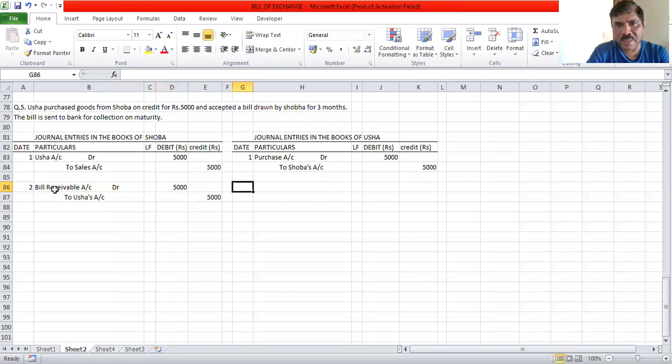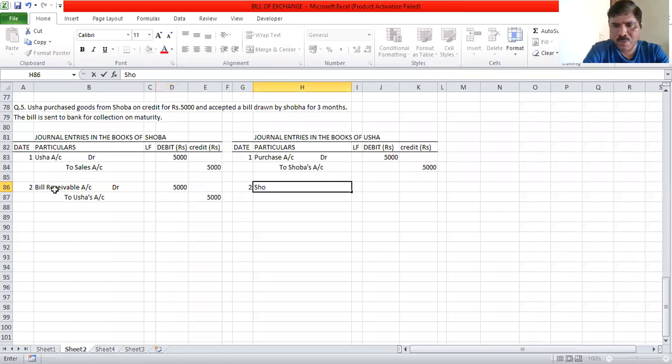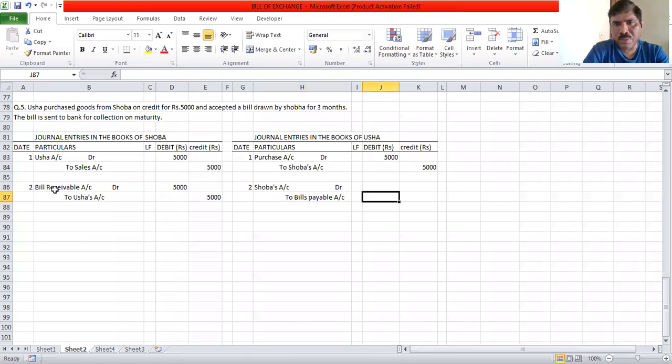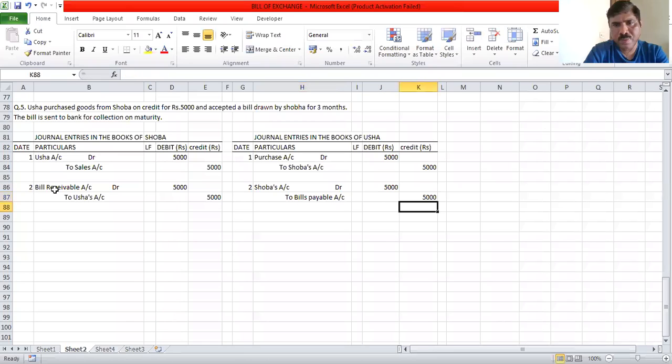Okay. And in the books of drawee, what entry will I pass? Shobha account debit to bills payable account. Why should Shobha account be debited? Shobha is the receiver. Bills received, therefore her account should be debited. To bills payable account. Okay, fine. So amount is 5,000. Now look at the further statement.